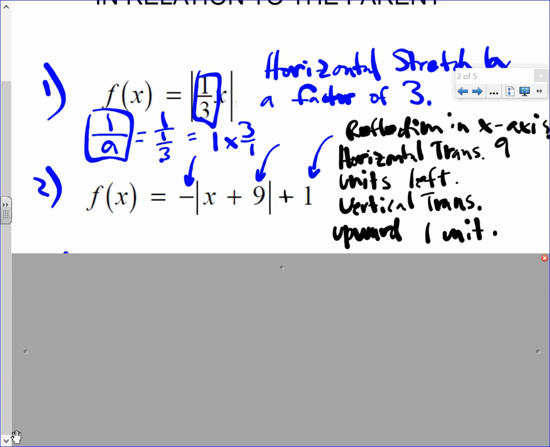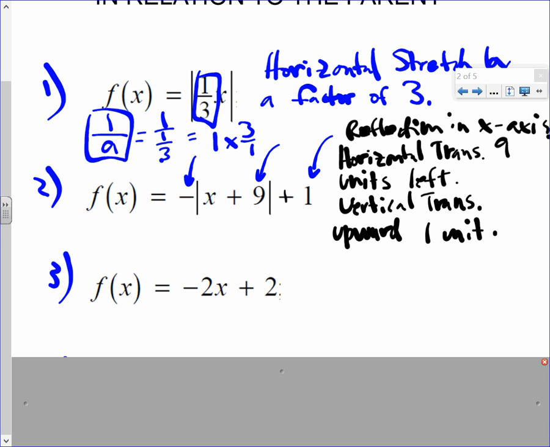Number 3. Two more quick ones. Hey, what does it say after vertical? What does it say after vertical? Translation. So I'm abbreviating translations as trans. All right. Vertical translation upward 1 unit. Thank you.